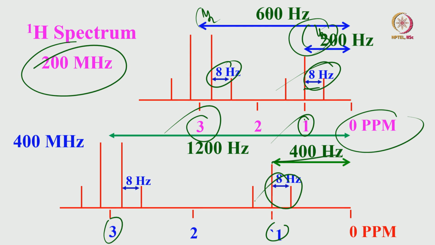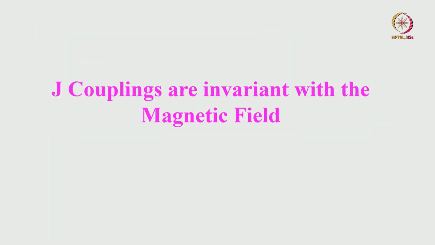The adjacent line separation, if you measure the J coupling, is 8 hertz here, 8 hertz here, here also 8 hertz. What does it mean? It means J coupling, whether you go from 200 to 400 megahertz or go to 800 megahertz, does not matter. J coupling is always invariant with the magnetic field. J coupling does not change with the magnetic field, it remains the same. Only chemical shifts vary linearly with the magnetic field.